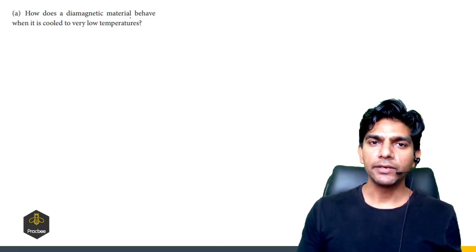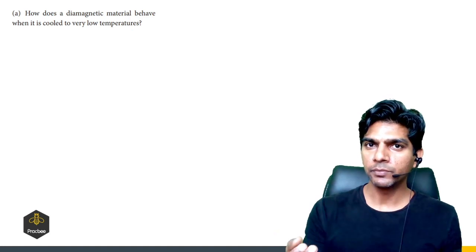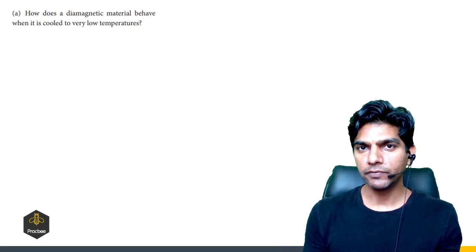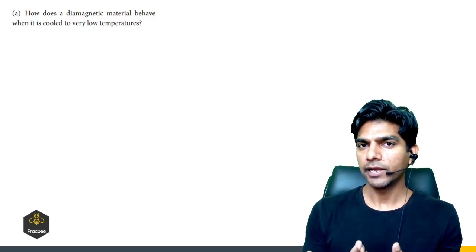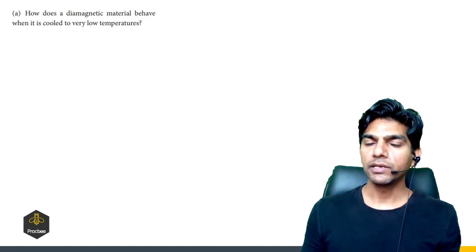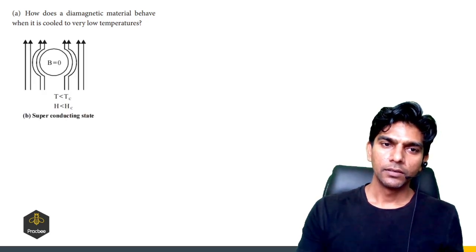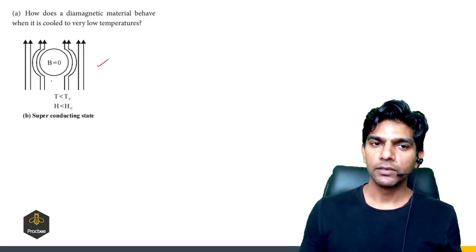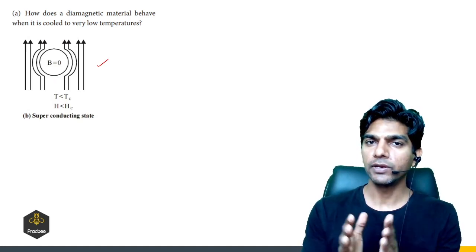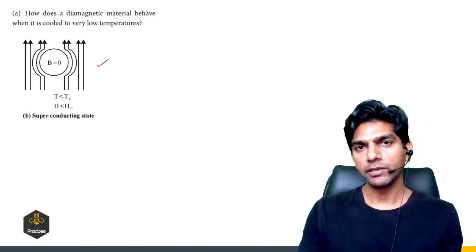How does a diamagnetic material behave when it is cooled to a very low temperature? When we cool a diamagnetic material to a very low temperature, we have a phenomenon known as superconductivity, where there will be no resistance in that material and it will have infinite conductivity. In the case of mercury, that temperature is 4 Kelvin. So you can write this. And you can also draw this diagram: in the superconductivity situation, all the magnetic field lines will be completely expelled from the material and the field inside the material will be zero.